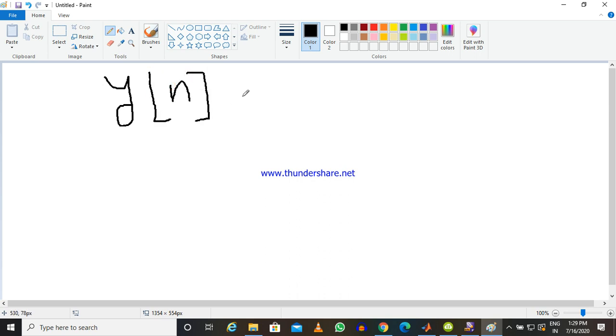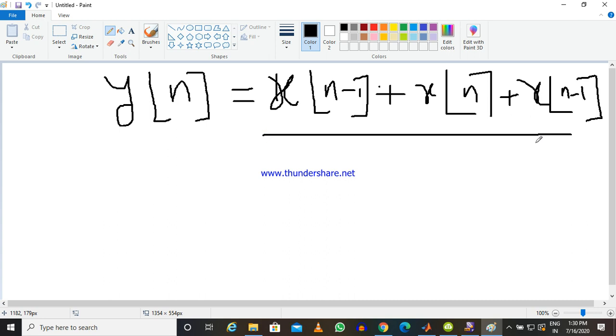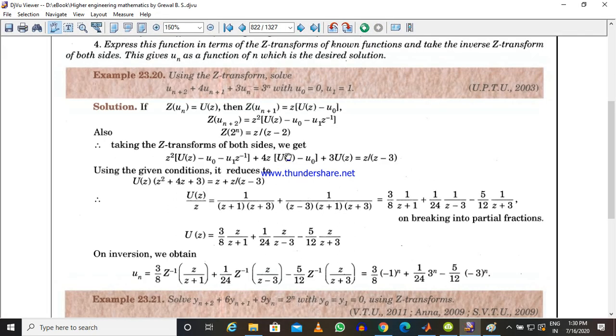y[n] is equal to x[n+1] plus x[n] plus x[n-1], divided by 3. Okay, now we will just come to the difference equation.